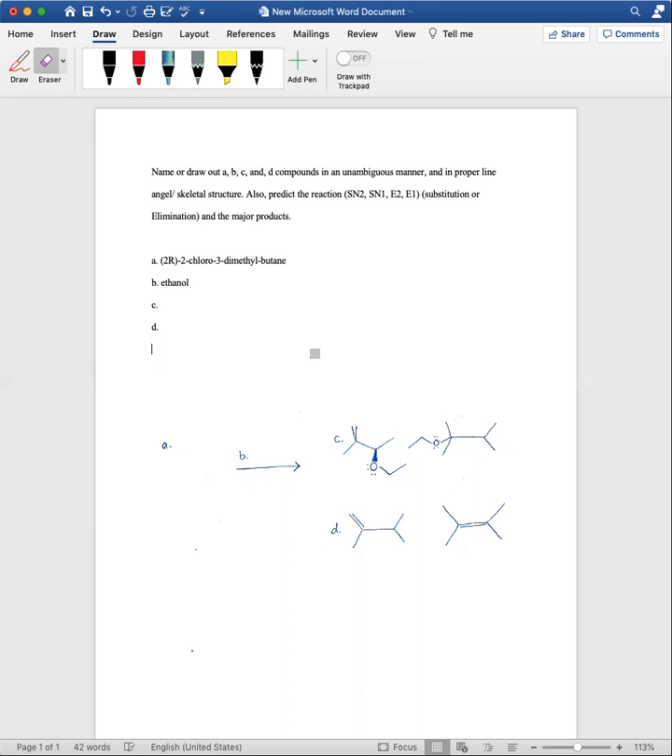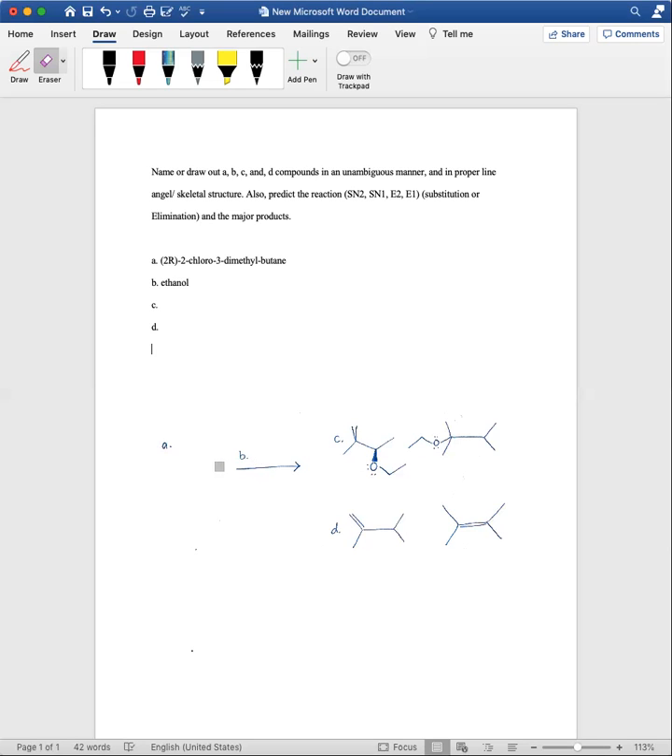So first, in compound A, we already have the name written. We only need to draw it here. And compound B, we also have the name written, so we only need to draw it. Compounds C and D are already drawn. We need to name them.